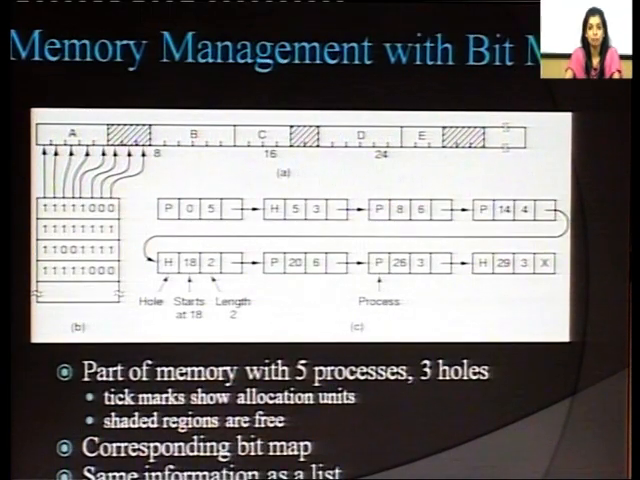So, memory management with bitmaps. There are 5 one-bits and 3 zero-bits. That means 1 bit represents that there is some data and memory is occupied, whereas 0 means there is a hole. Hole means there is free space that can be utilized.